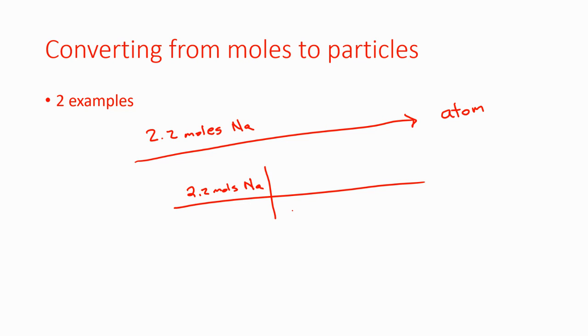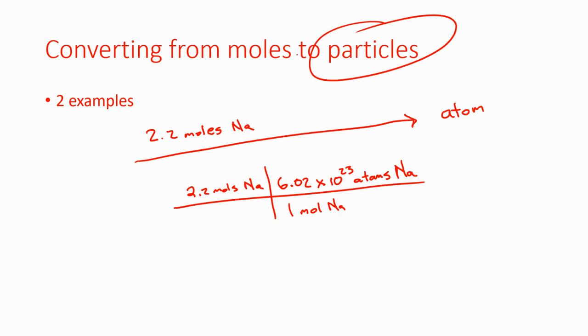Draw a line, and then you just have to know that in 1 mole of sodium, there would be 6.02 times 10 raised to the 23rd atoms of sodium. An atom is a type of particle. A particle can be anything that you could count. And so atoms, molecules, anything like that, ions would also work. So let's do the math on this.